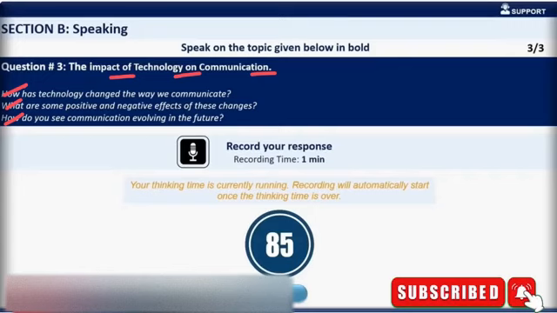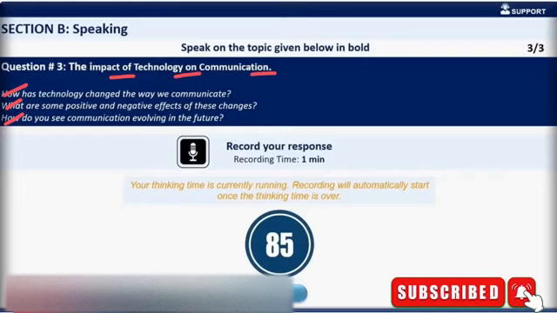Technology has revolutionized how we communicate, making it faster, more convenient, and global. Platforms like social media, messaging apps, and video calls allow us to connect with anyone, anywhere in real time. This has broken down barriers and made sharing ideas easier than ever. On the positive side, technology has enabled instant communication, remote work, and global collaboration.